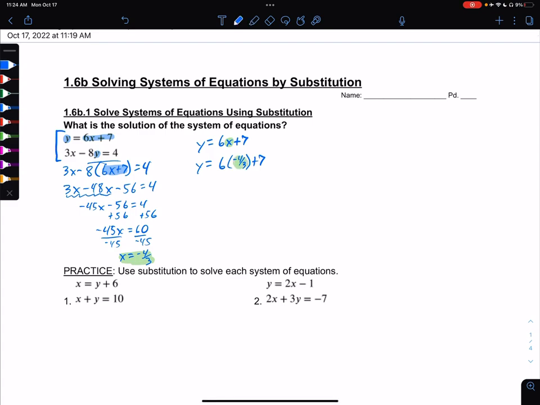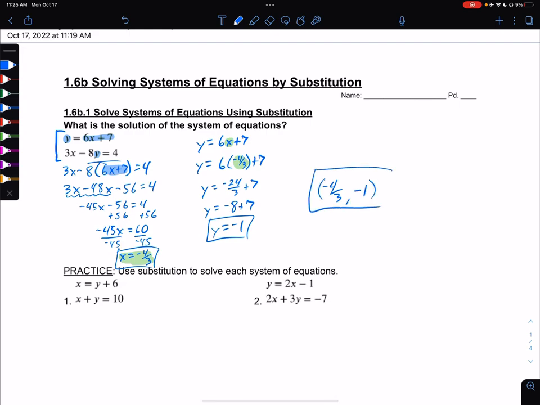So we'll distribute 6 times negative 4/3, with y equals, that'll be negative 24/3. We'll reduce that in a moment, plus 7. Negative 24 divided by 3 would be negative 8, plus 7. So then y would be equal to negative 1. So we now have our x value, we have our y value. You could just box these in and say x equals, y equals, or a bit better, we want to get in the habit of writing these as coordinate points. So we have our x and our y, and then we'll say that that is our solution.